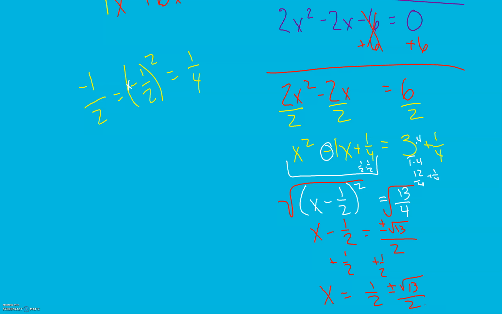We can also write this if we wanted to as 1 plus or minus the square root of 13 all over 2, since we have a common denominator there. And this is going to look more familiar when we get into section 4.7.